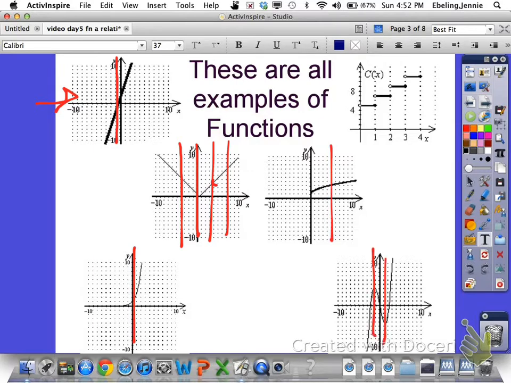Now this top right graph is a little bit tricky. This is called a piecewise function. You see how this point is open? That means it's not included. You see how the one right here is solid? It is included. So if I was to put a vertical line through there, it's only hitting this lower point. The top point is not there. It's not part of the function because it was an open circle.